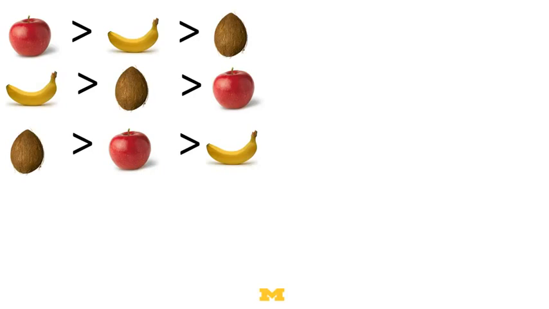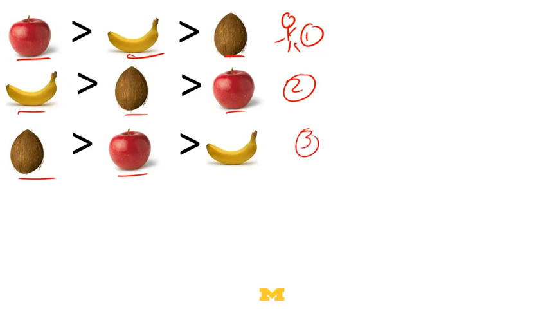So remember the preference model, individuals had preferences over different things. So here's person 1, they like apples more than bananas, more than coconuts. And here's person 2, and they like bananas, coconuts, and then apples. And then here's person 3, they like coconuts, apples, and then bananas.